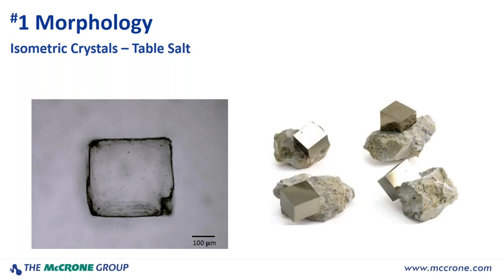Here we see iron pyrite. Certainly not transparent, but definitely a cube. I'm going to use this example to reinforce the idea that when we talk about morphology and crystalline structures, we're actually talking about the unit cell, which is a microscopic structure.